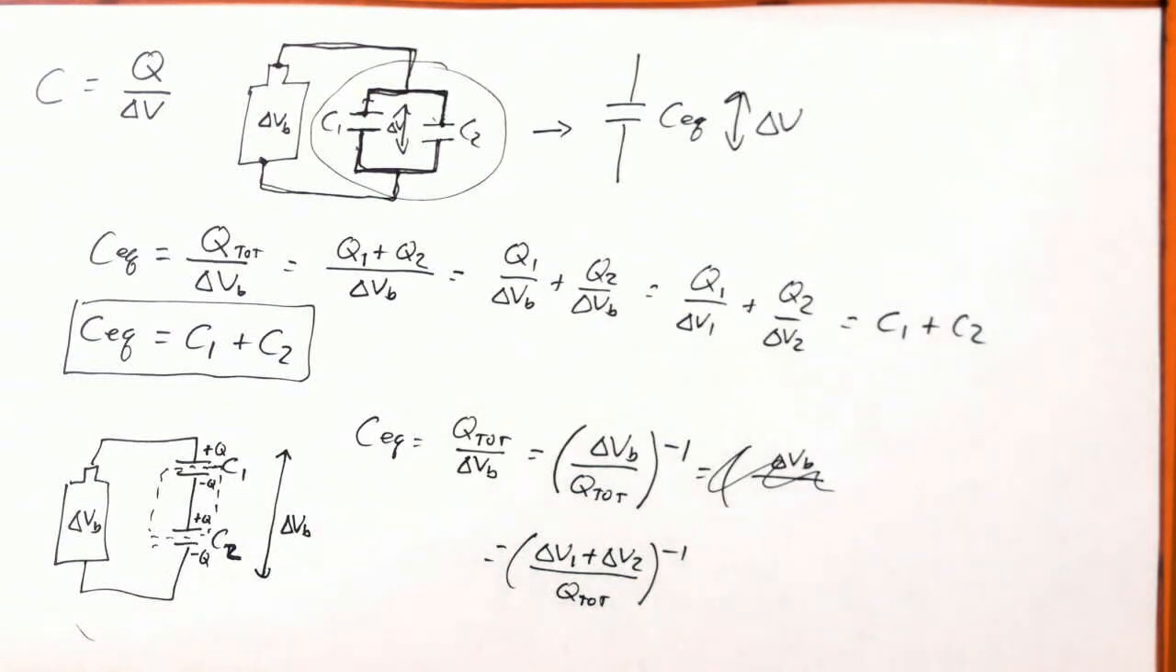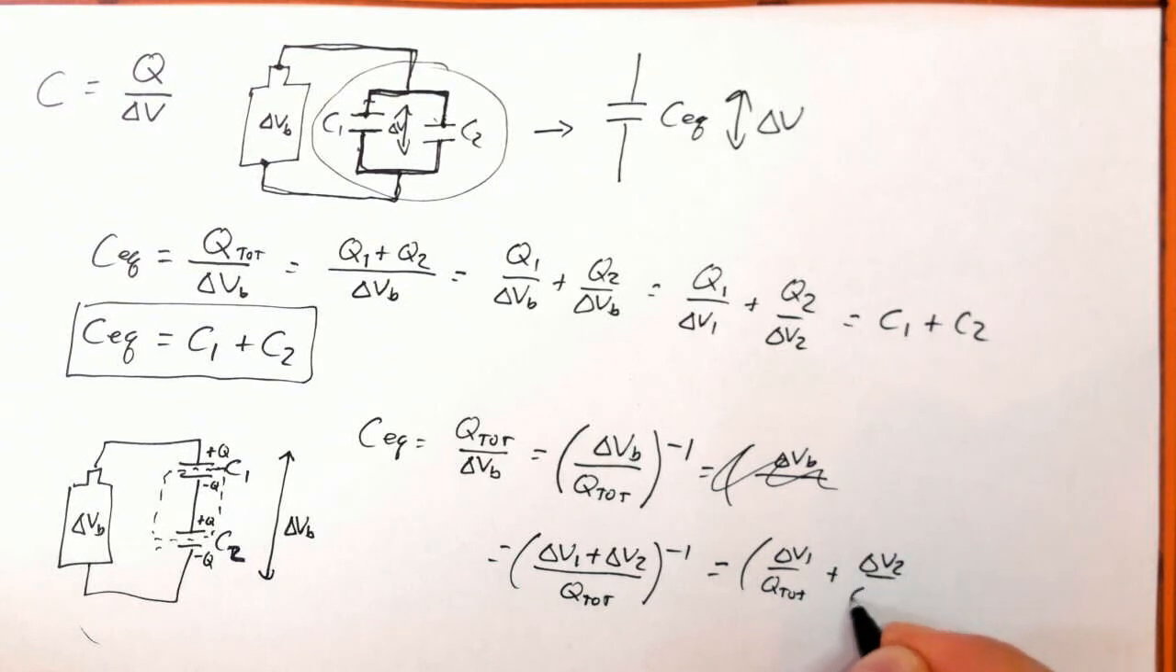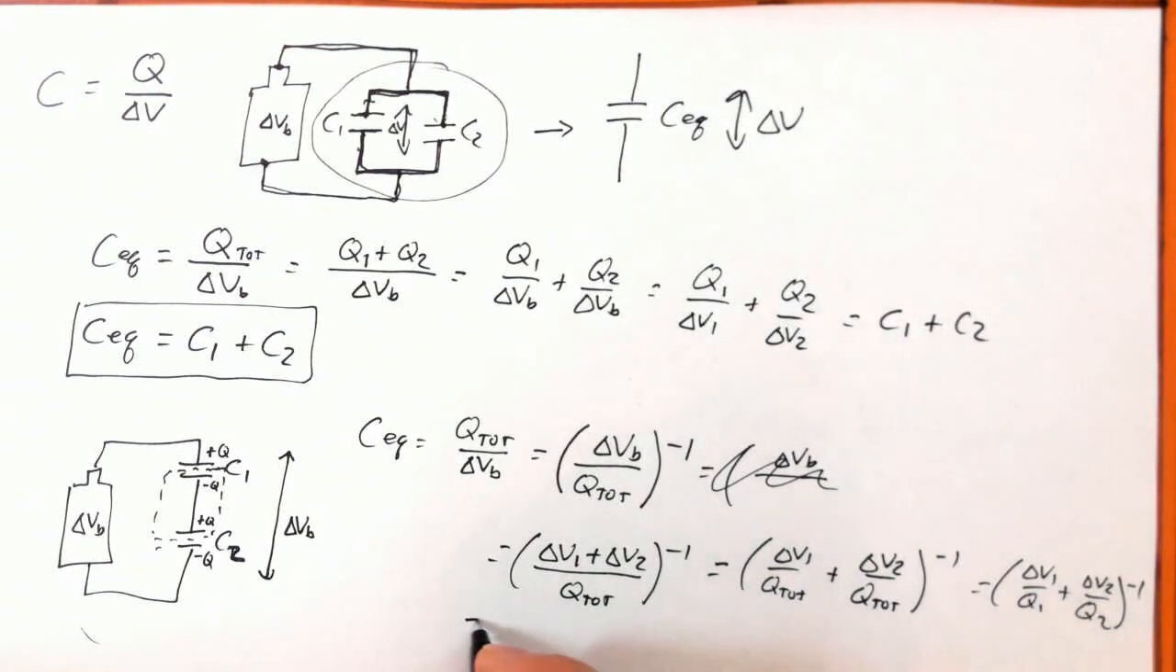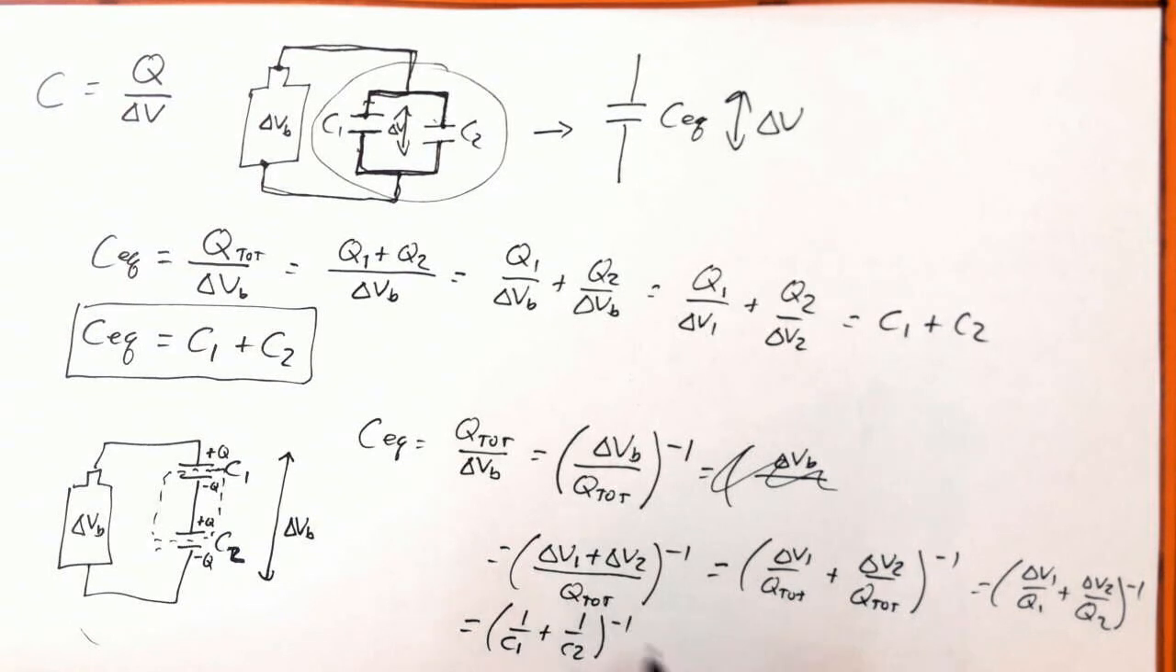Now I can do my algebra. I'm going to jump this and say that's delta V1 over Q total plus delta V2 over Q total, all to -1. But Q total is the same thing as Q1, which is the same thing as Q2. So I can write this as delta V1 over Q1 plus delta V2 over Q2, all inverted. And that is just C1 inverted plus C2 inverted. And so that's the relationship.